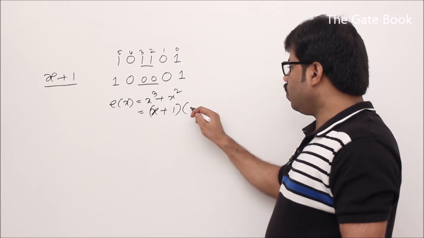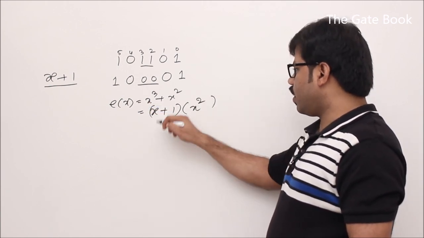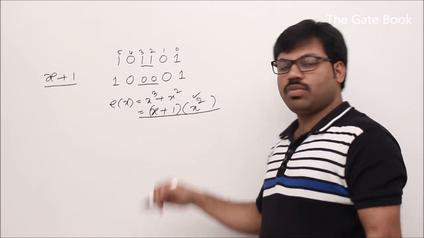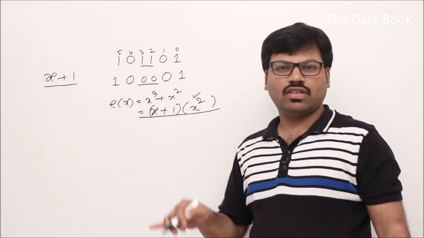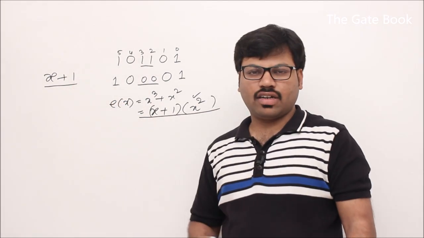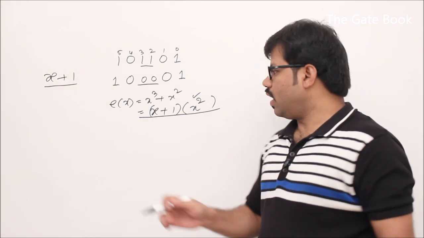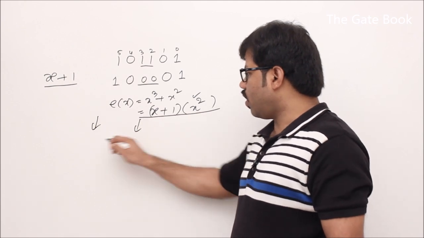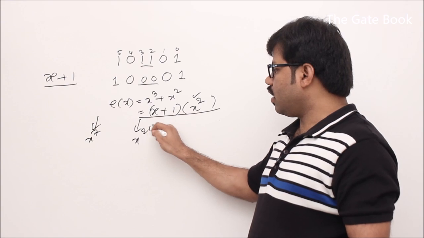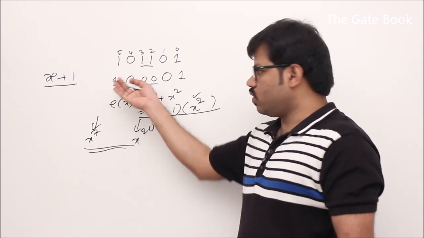x plus 1 into x square. Just check it out. x square into x cube plus x square into 1, x square. That means what? Your error of x has a factor x plus 1, then x plus 1 divides it. Then again you can't detect. That's why x plus 1 cannot detect 2-bit errors which are occurring consecutively. If they are distributed, like one error at x power 7, one error at x power 20, that might get detected by your x plus 1.